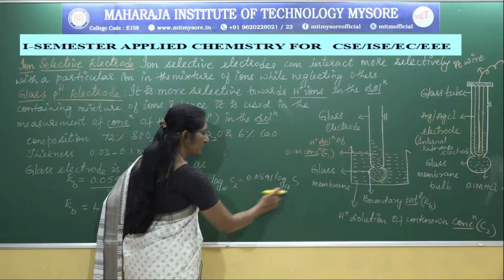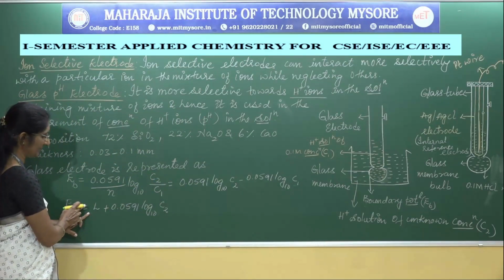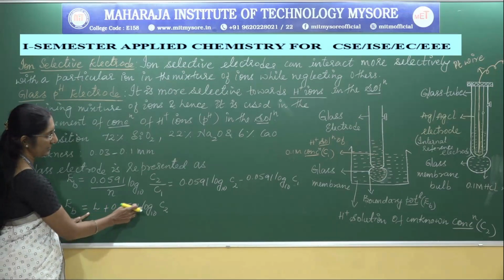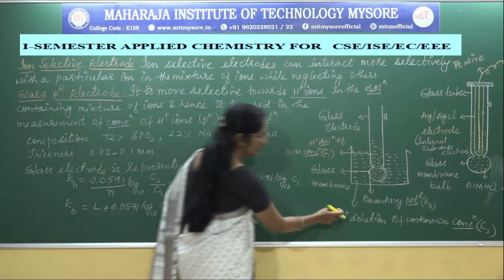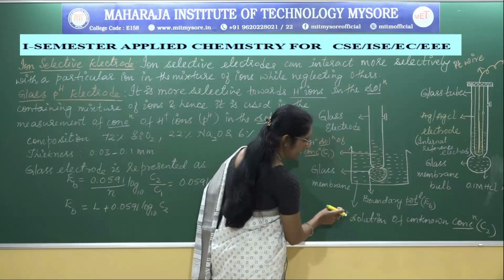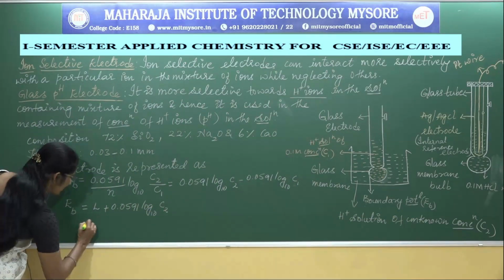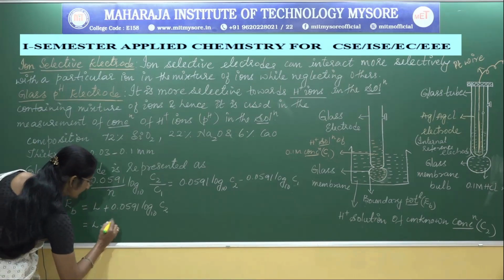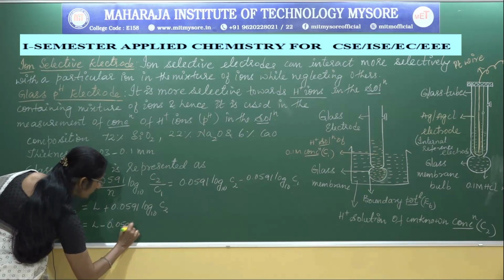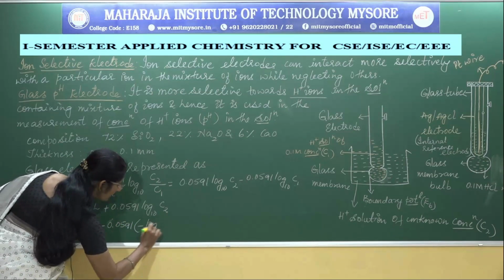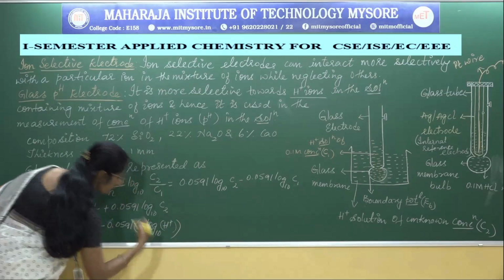So this whole term is considered as L. Therefore this equation is reduced to EB is equal to L plus 0.0591 log base 10 of concentration of C2. What is C2? C2 is the H plus solution, that is hydrogen ion solution of unknown concentration. So I am altering this equation like this, L minus 0.0591 minus log base 10 of C2 is nothing but H plus ion concentration.